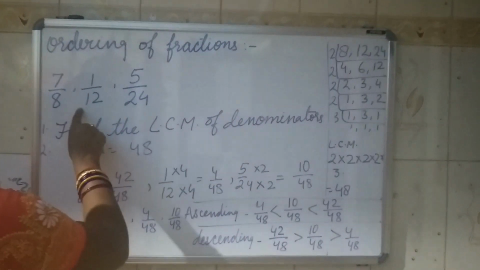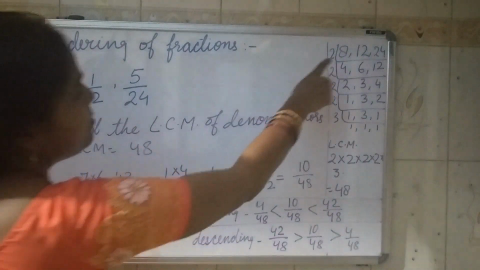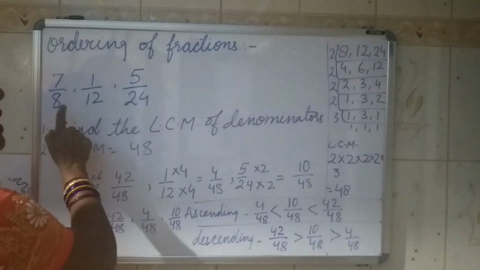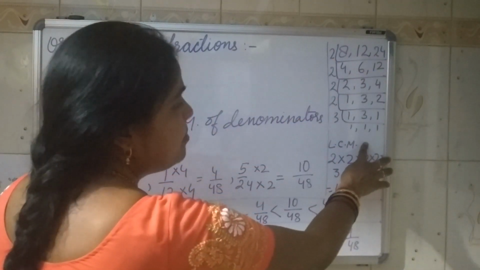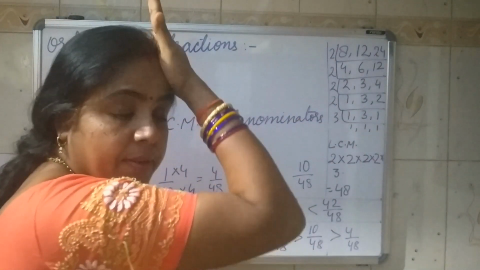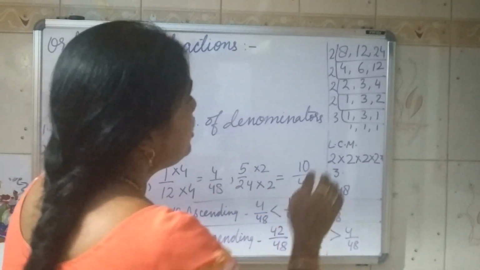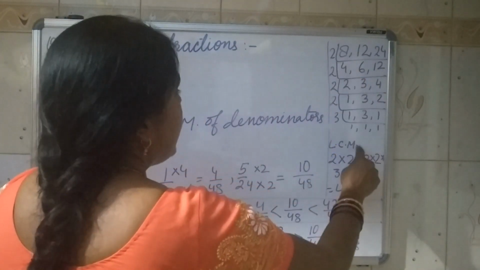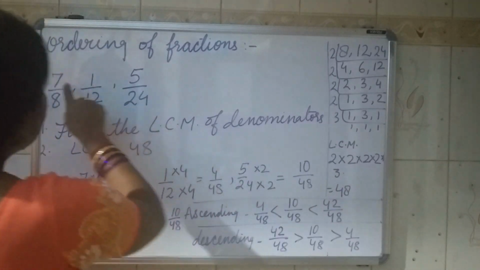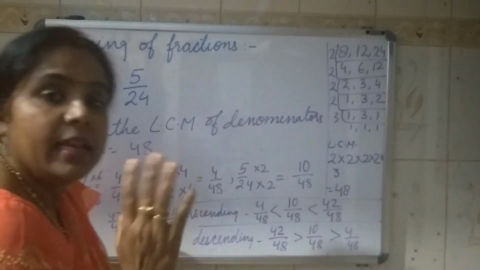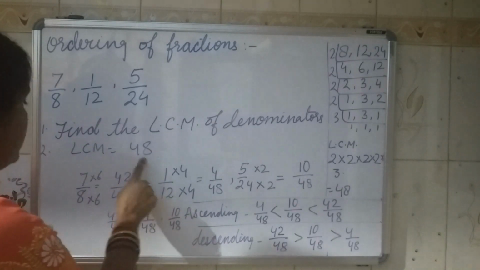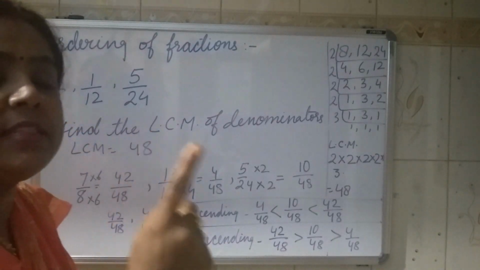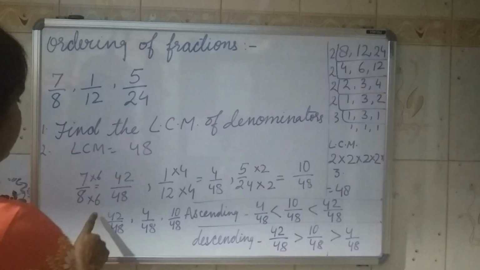What is the first step? The first step is to take out the LCM of the denominators. Denominators are 8, 12 and 24. I took out the LCM as explained in the LCM factors and multiples lesson. Okay. Then after taking out the LCM, we have to convert these fractions into like fractions, and for that all denominators should be 48. So as we did in the equivalent fractions chapter, we will use the same process.